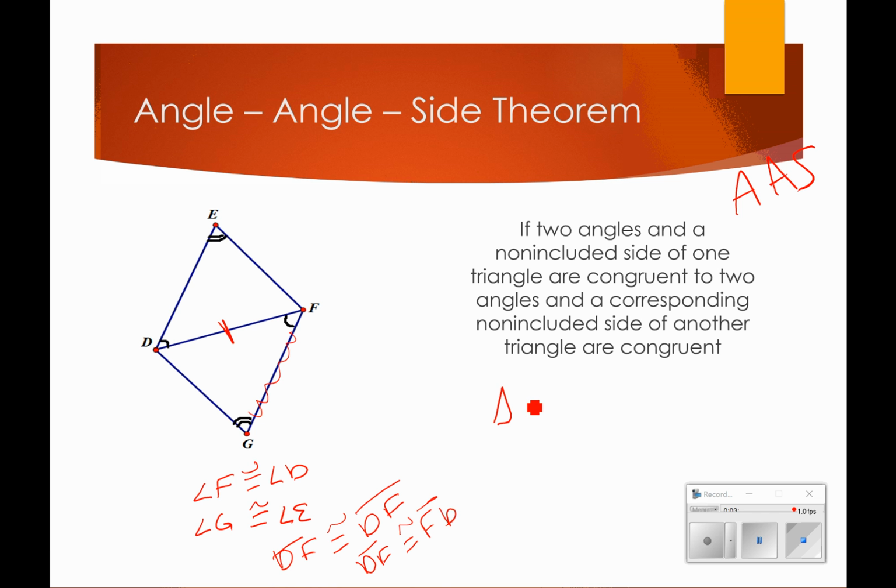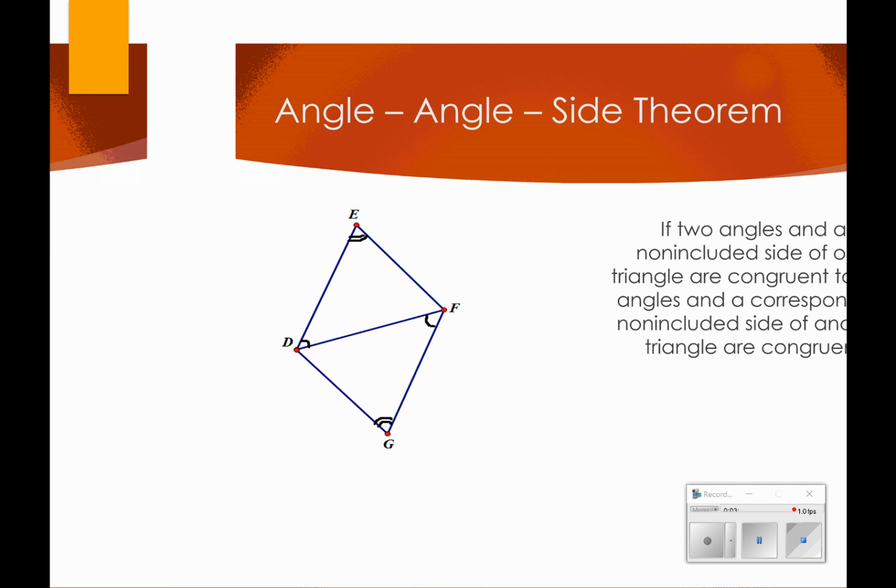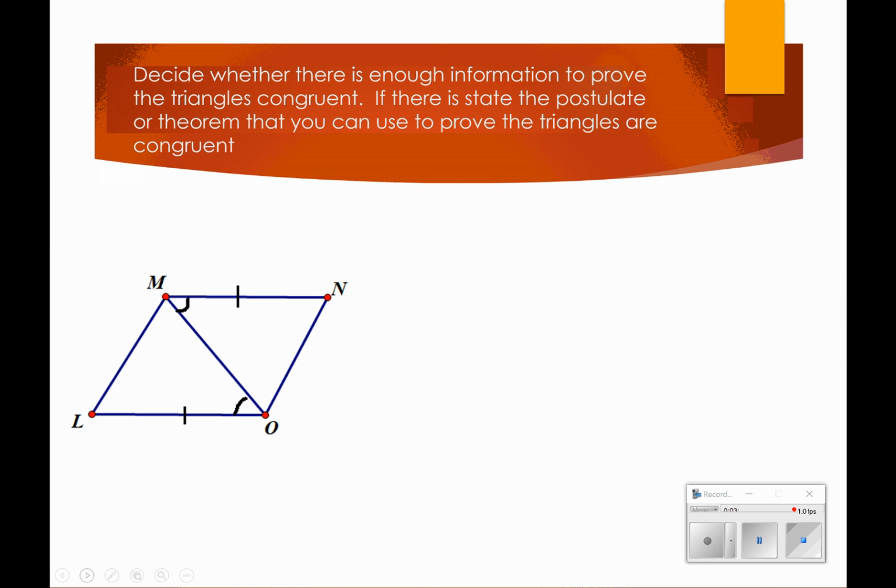But triangle FED then would be congruent to triangle DGF. Okay, because of the way those angles are switched around, the F's don't necessarily line up. So you got to be careful with that. Okay. So those are our two new postulates. So let's look here and decide whether or not we have enough information to prove that these triangles are congruent.